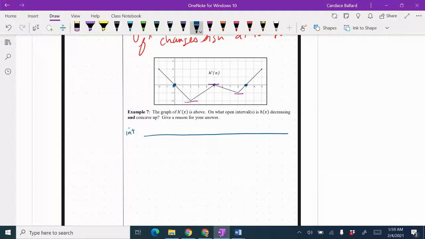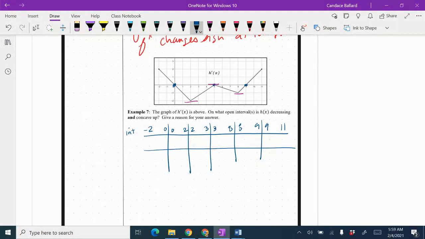So we are looking at starting at -2. My first critical number is at 0, so that's my first fence. My next critical number is at 2, so there's my next fence. My next one is at 3. My next one is at 8. My next one is at 9. And then my final one is at 11. All right, and then let's talk about what's going on with the first derivative. Okay, and then the second derivative, and then ultimately what is going on with the original function.